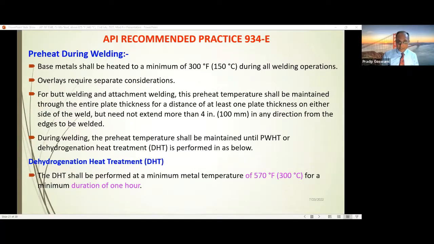DHT, dehydrogenation heat treatment, if it is needed, has to be done. And typically it is 300 degrees centigrade for a minimum of 1 hour duration. DHT generally is not considered, as the temperature is too low to cause any metallurgical transformation. So if somebody is qualifying a PQR with the maximum post-weld heat treatment time, the time spent on DHT doesn't need to be included in the PQR coupon.